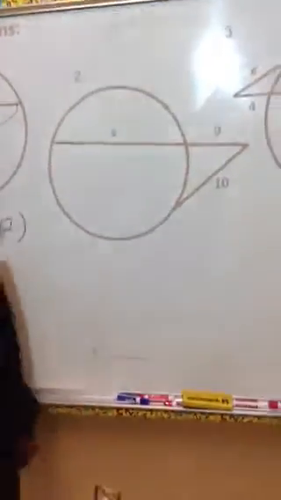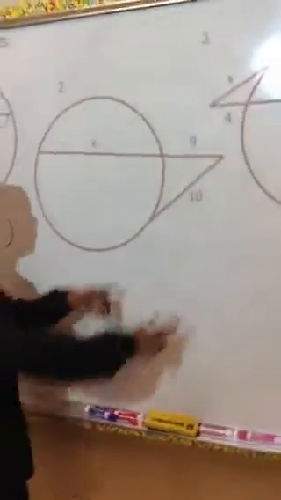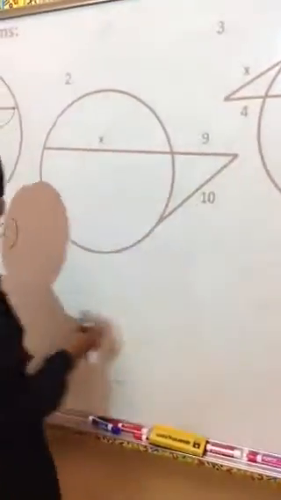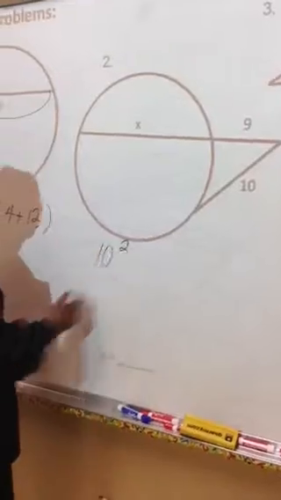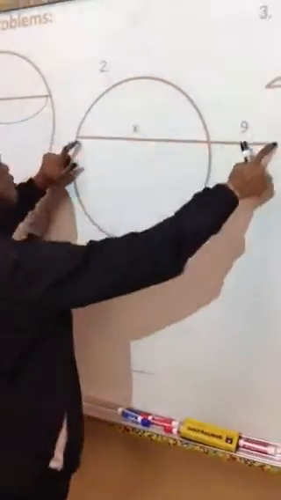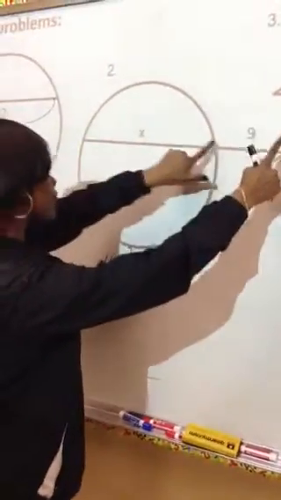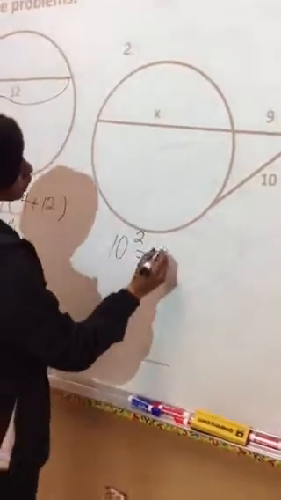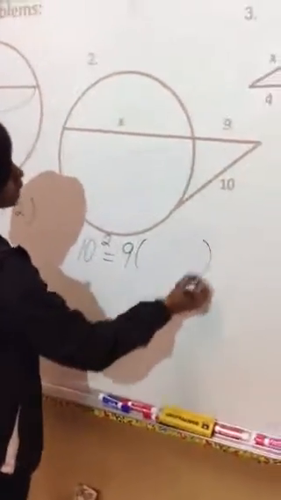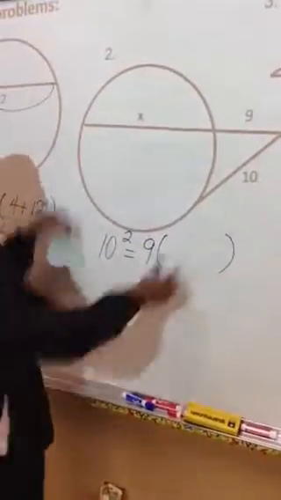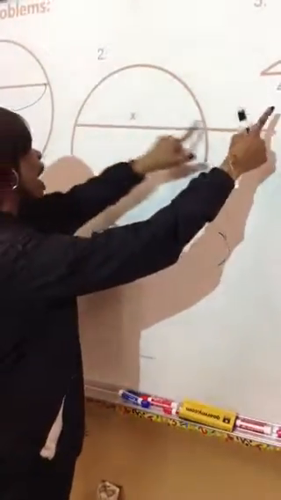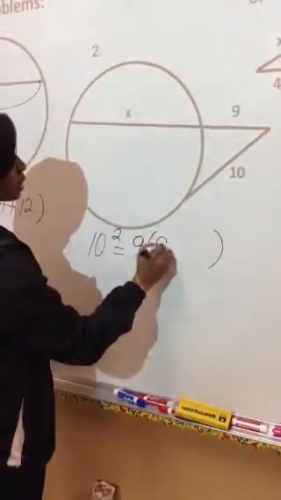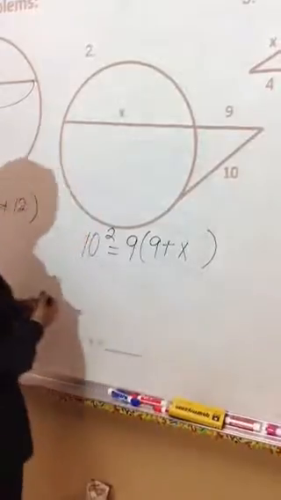Let's go to the second problem. All right. This time your tangent has a measure. So we want to take that tangent measure and square it, 10. And for the secant, always begin with the outside part. So equal to 9 for the outside times the measure of the whole thing. How do we get the measure for this whole thing? Outside plus inside. 9 plus x, or you could have said x plus 9.